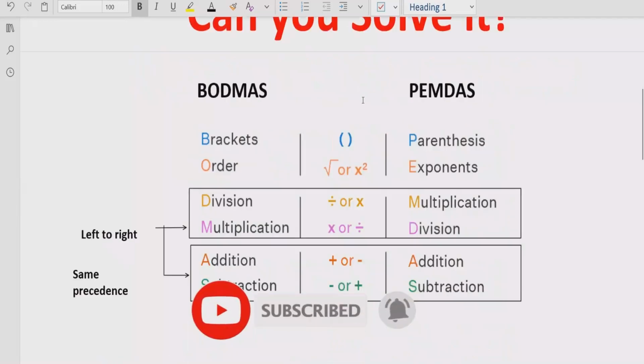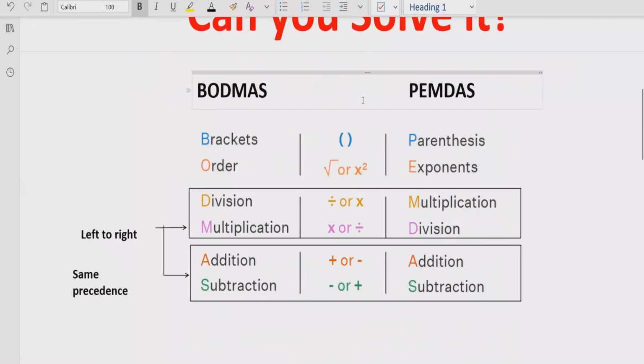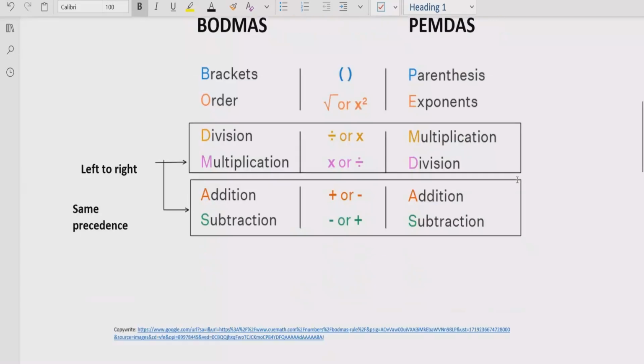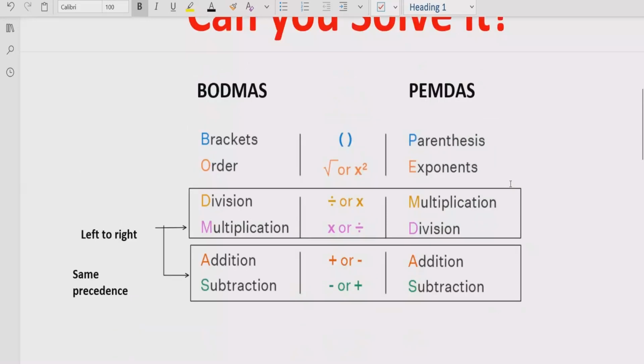Now let's talk about the rules which we can follow to solve the given expression. Here we will discuss two rules, the BODMAS and PEMDAS rule. These rules we can apply to solve any arithmetic expression. The rule says if your expression contains any bracket or parenthesis, you have to solve that part first. After the bracket, you have to look at the power of any number. If your expression contains any number which has a power, you have to solve that part after the bracket.